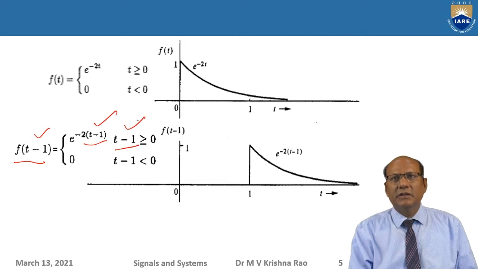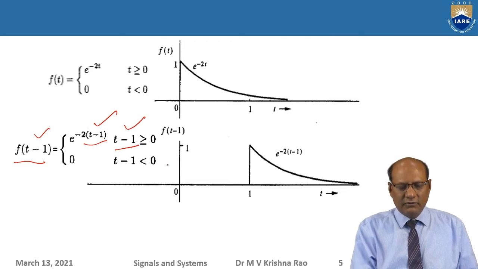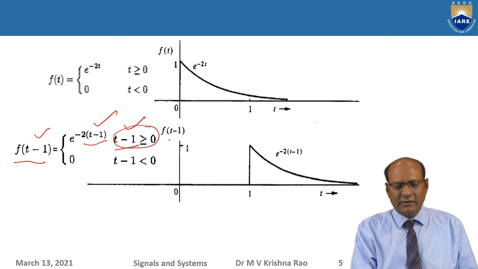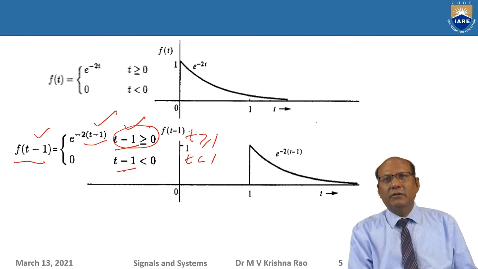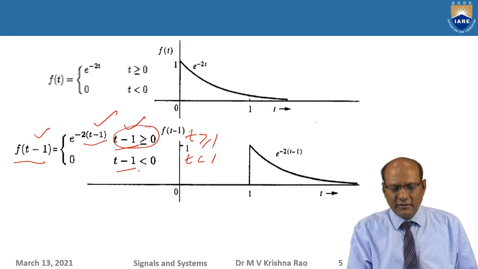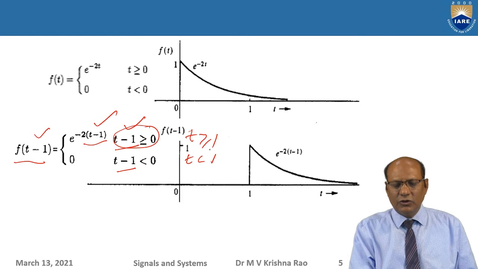Again same thing. So in this case, what is this? You should not leave the limit as it is. You should convert this. This is equal to t greater than or equal to 1. And this is equal to t less than or equal to 1. Okay. T minus 1 is less than 0, so t is less than 1. Okay. So these are the new limits for the time. And this is the delayed signal.